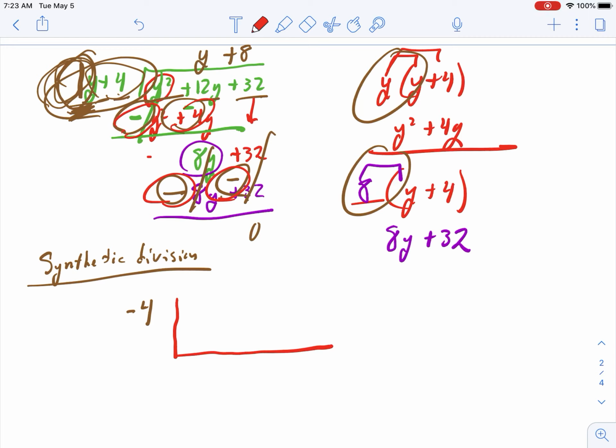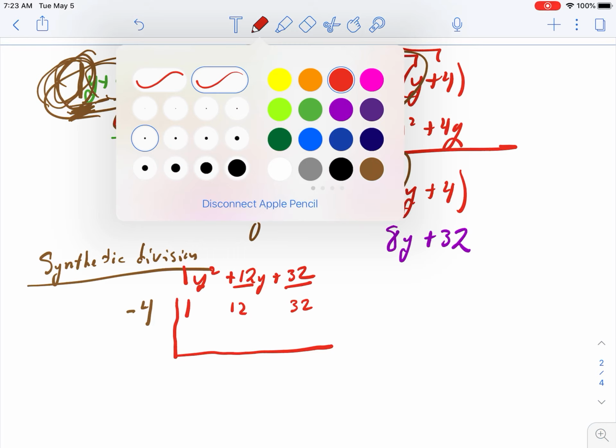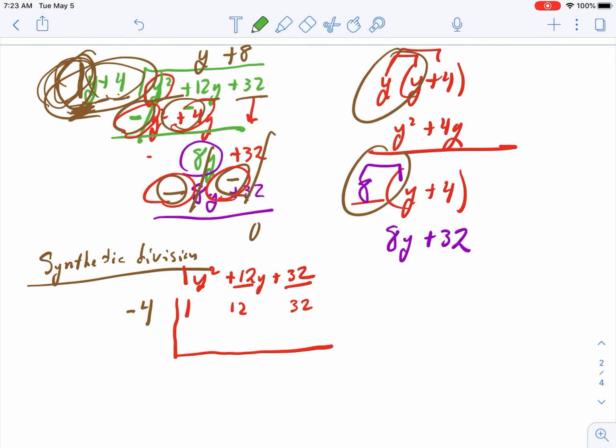And then when you have this, like say y squared plus 12y plus 32, I'm just going to use the numbers here. So this is a 1, so I'll put a 1 here. Here's a 12, so 12 and 32. And to start off with, all I do is bring down the first number here, and that's your very first number that's going to work.